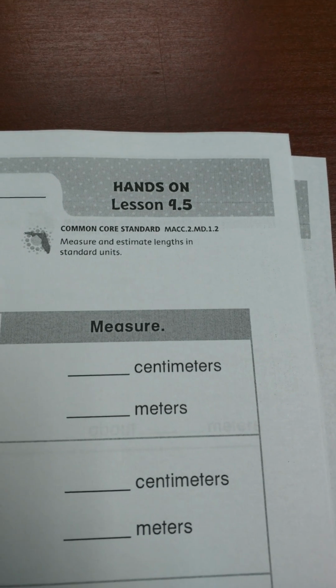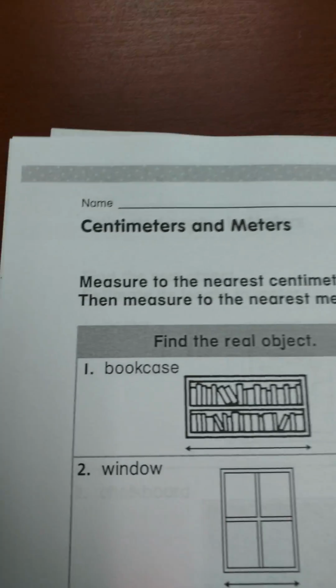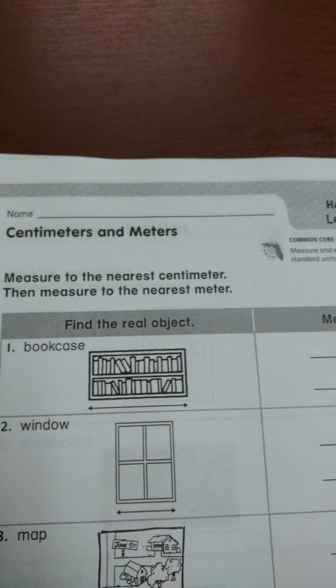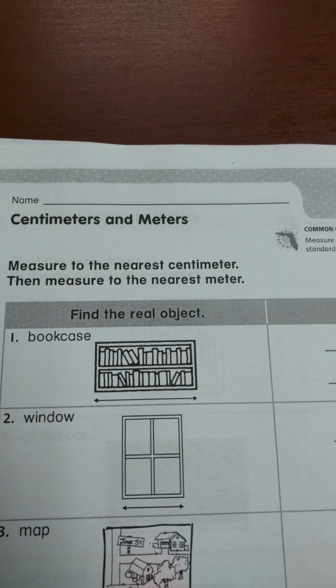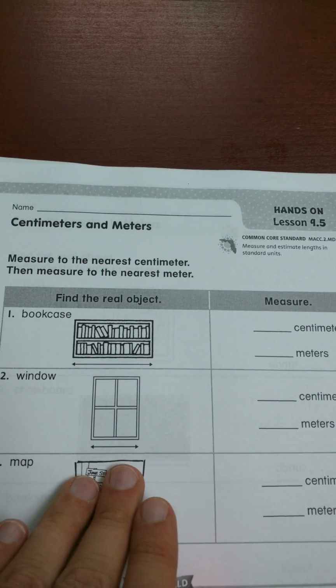This is second grade Go Math lesson 9.5, and today we're going to talk about centimeters and meters. Directions say measure to the nearest centimeter, then measure to the nearest meter. Now, ideally, if we look at these objects, we have a bookcase, window, and map.